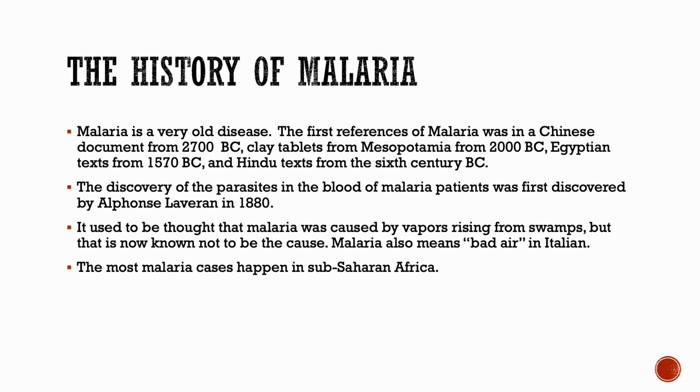The parasites in the blood of malaria patients were first discovered by Alphonse Laveran in 1880. It actually used to be thought that malaria was caused by vapors rising from swamps, but it is now known not to be the cause. Malaria also means bad air in Italian. The most malaria cases happen in sub-Saharan Africa, but there are cases around the world, millions of cases globally every year.